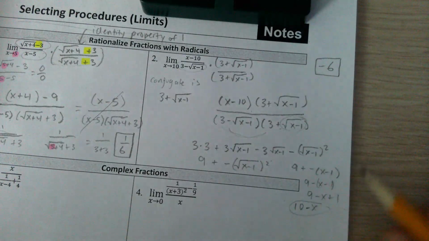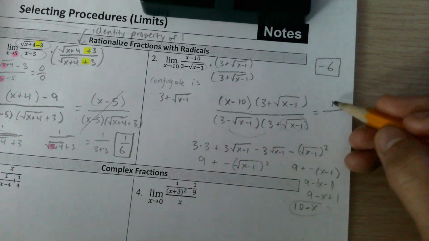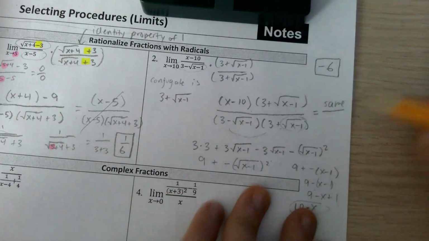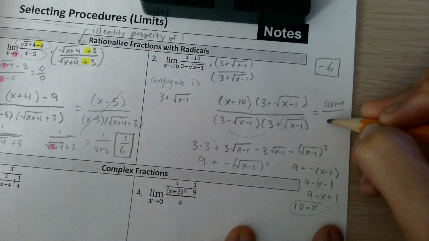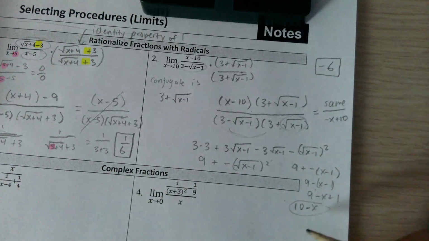Right, so this is what this whole thing turns into. So we're going to just put the same on the top. I don't have enough room. I'll just write same. On the bottom we have, let's do negative x plus 10. Right, just rewriting it in the other way.